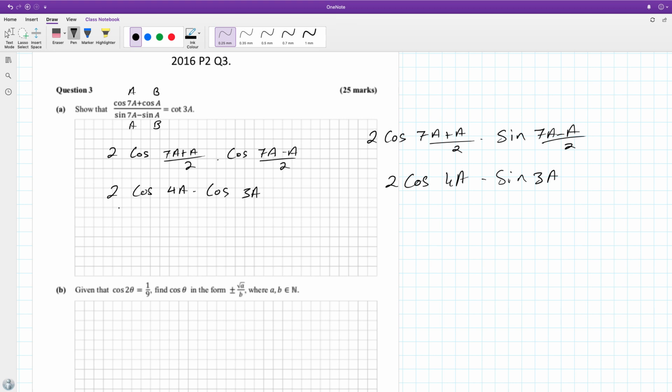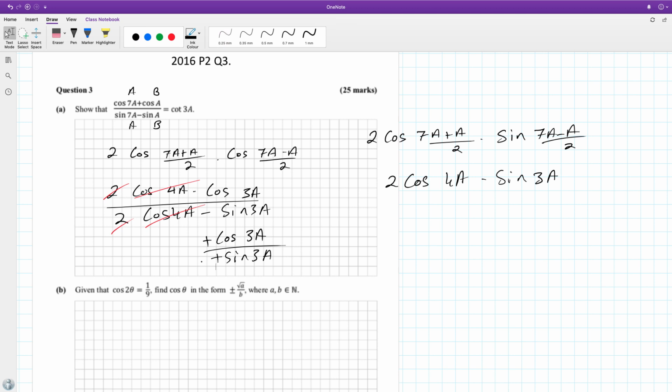Put them over each other. 2 cos 4a cos 3a over 2 cos 4a sine 3a. Multiplying by 2, it's gone. Cos of 4a is gone. You're left with cos of 3a over sine of 3a. Minus divided by minus makes that a plus.